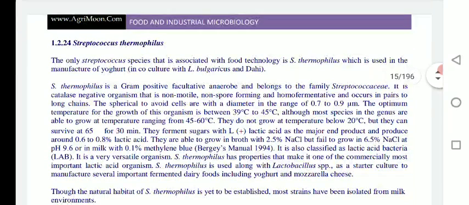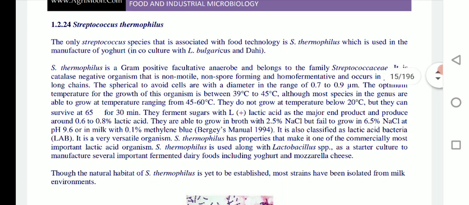Okay. Then next is Streptococcus thermophilus. This is the only species of Streptococcus that is associated with food technology. The only Streptococcus species associated with food is Streptococcus thermophilus, which is used in the manufacturing of yogurt in co-culture with Lactobacillus bulgaricus, and dahi. So, again this is a beneficial activity of Streptococcus thermophilus, that it is used in fermentation of dahi and other products.